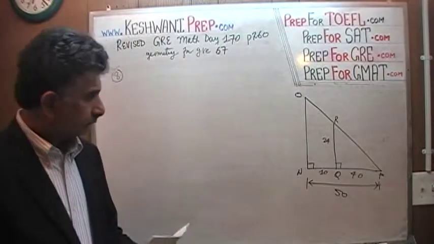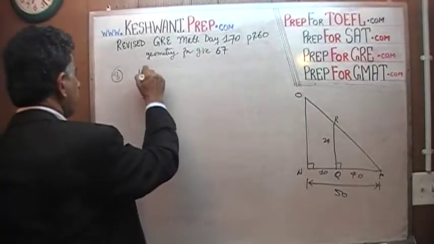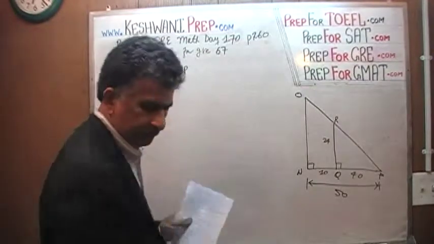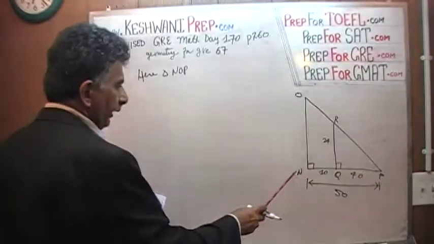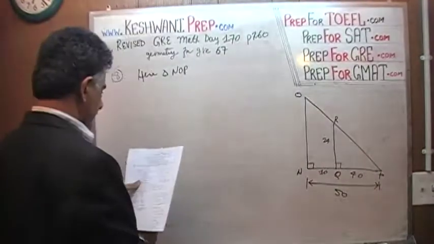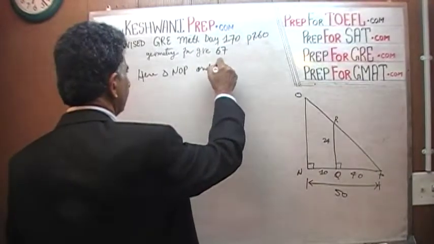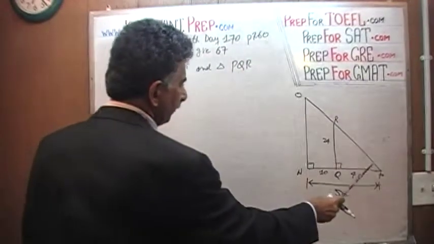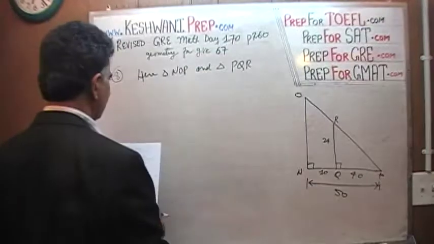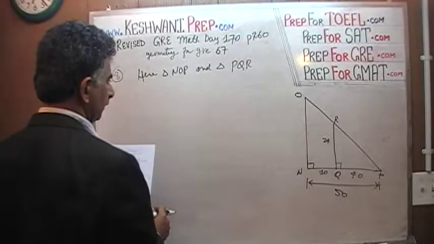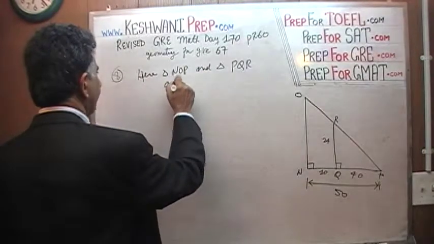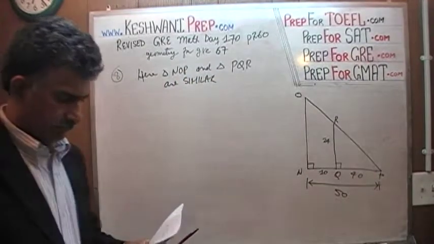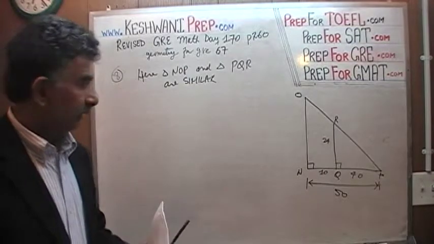Here, the triangle NOP, the big triangle, and the triangle PQR, the small triangle, are similar. They are similar triangles. Why are they similar? Well, let's find out why.